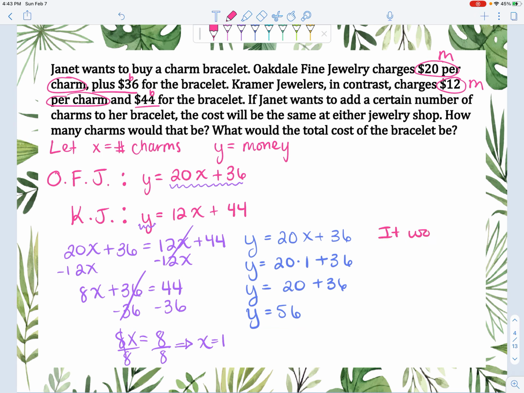So it would be one charm, the total cost would be $56.